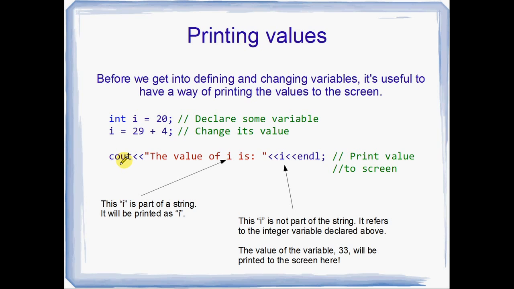So cout, or console out, or character out, somebody said in a comment to the last video. Character out and then what we're printing is the string, the value of i is, and then colon. And then I use these two insertion operators here to surround the variable's name, i, and then an endl at the end. So this is actually going to print the value of i is 33.